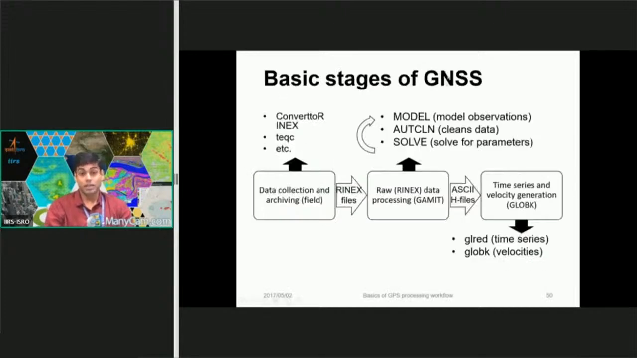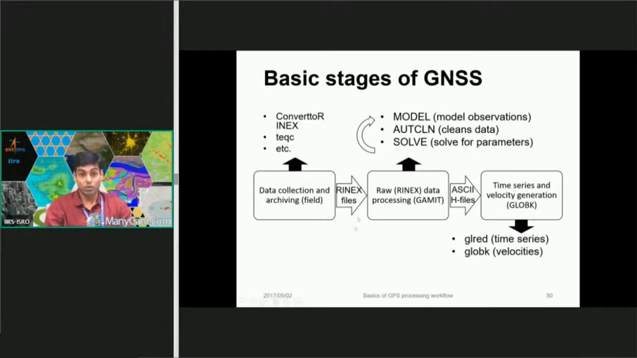So the basic stages of GNSS. First we do the data collection. If you want to process your data precisely in GAMIT software, we have to collect at least 8 hours. If you collect data for less than 8 hours, you cannot process your data in GAMIT software, and also you cannot achieve millimeter accuracies. So you need a minimum of 8 hours of data. If it is more than 8 hours, that is more than sufficient, but you need at least 8 hours.